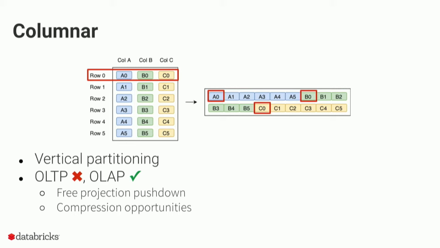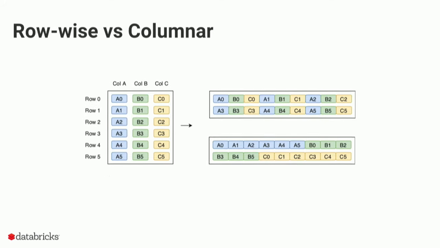For OLAP, on the other hand, this is good because, like we've said, we're only interested in a subset of the columns. So if you only want to read A or B, you're only going to read column A or B. Essentially, what you get is free projection pushdown, which is a fancy term for column pruning, which is just a fancy term for only reading the columns that you're interested in. Also, a nice thing about this is that since the values you're going to store back to back are from the same value domain, it presents nice compression opportunities. And you can do stuff like run length encoding, which I'll get into later.